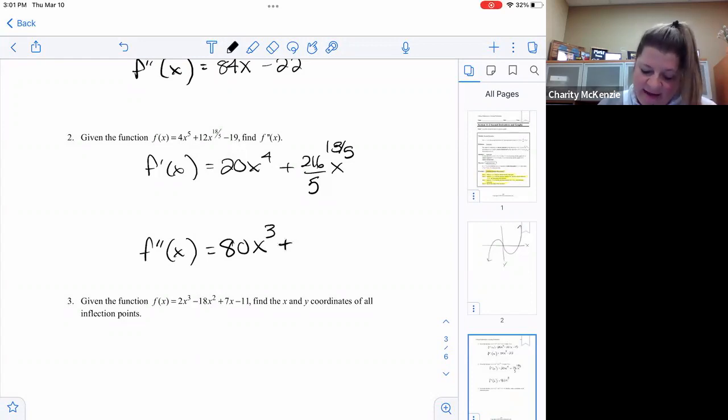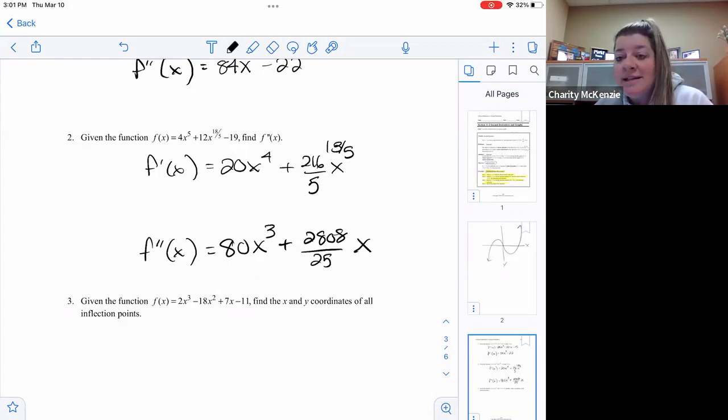And then we have 216/5, and then we're going to times that by 13/5. So I get 2,808 over 25. So 216 times 13 over 5 times 5, right? And then x to the 13 divided by 5 minus 1, and it's 1.6, or 8/5. All right, there we go.